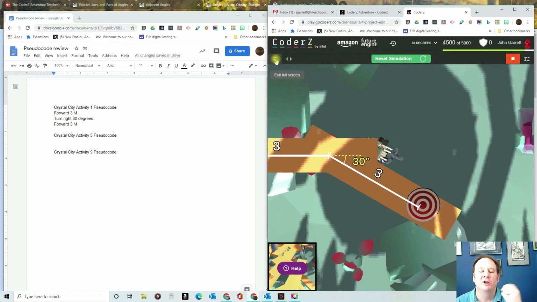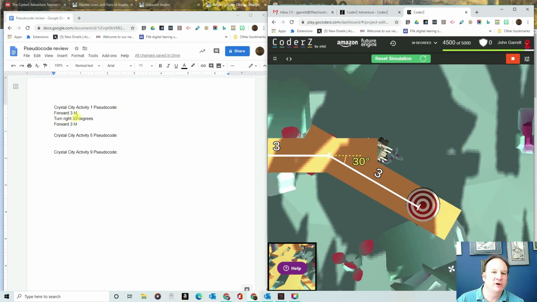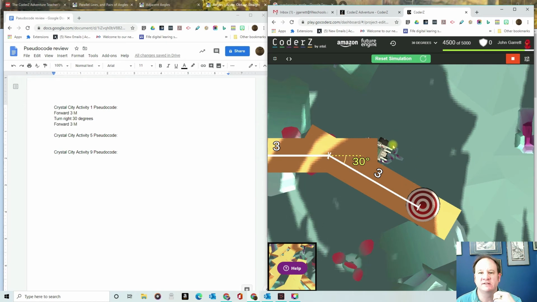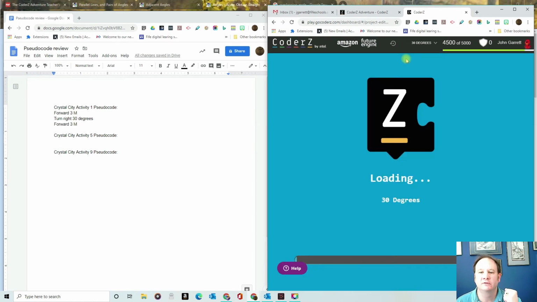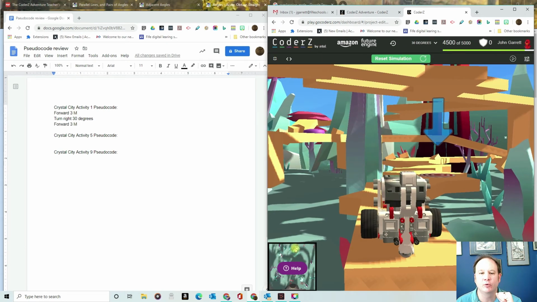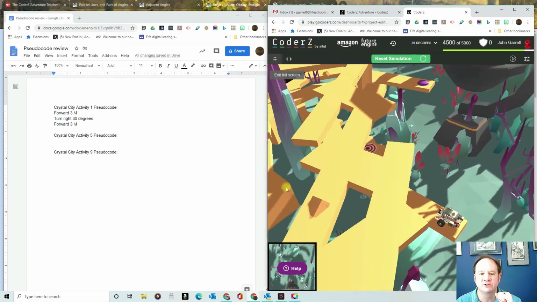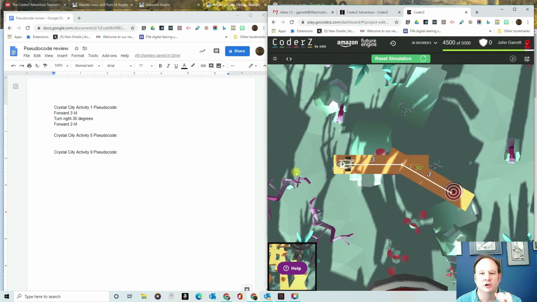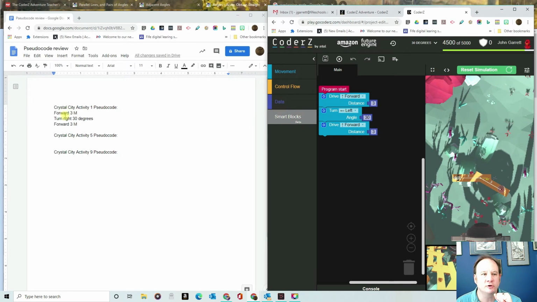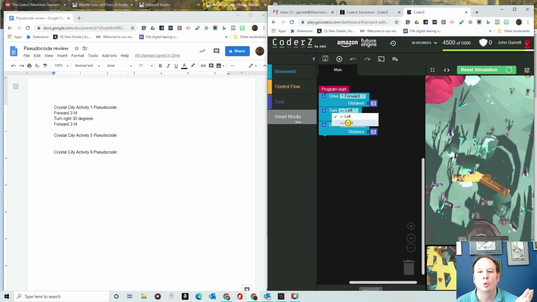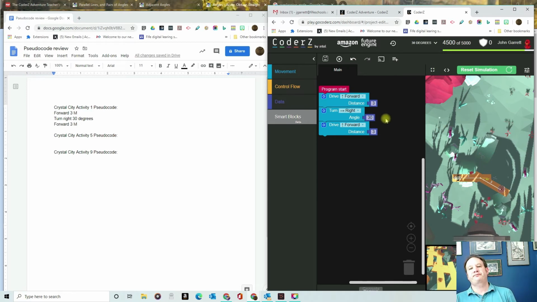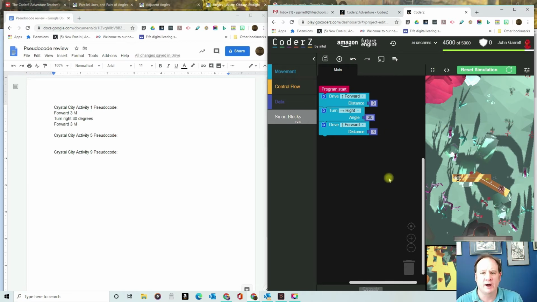Okay, so again, there's another way. If your robot does something that doesn't perform right, or it doesn't do what you want it to do, let me go back to here. Then use your pseudocode to say, why didn't it work? Oh, it should be right. Okay, so that's just pseudocode for activity 1.